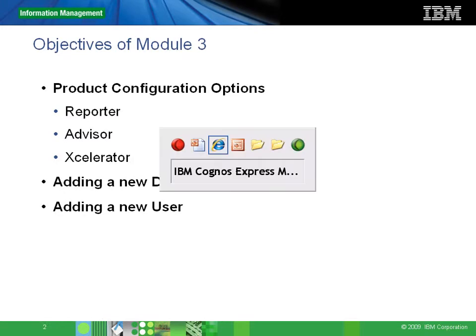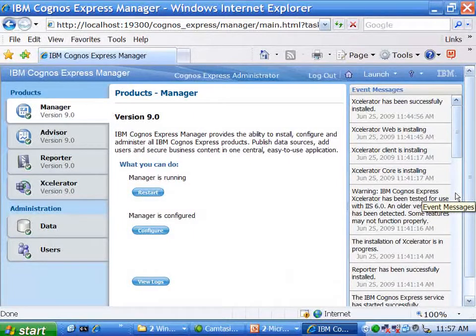So we're going to switch over to our Express Manager console. In a previous module, Module 2, we looked at how to install these various products. As you can see here now, they've all been installed. They are all running. They all have a nice check mark next to them to indicate that they are up and running. And because they're installed, I can do a number of different things. The manager itself, as you know, is sort of the foundational piece of Cognos Express. And the three products themselves, Advisor, Reporter, Accelerator, all have slightly different configuration options.